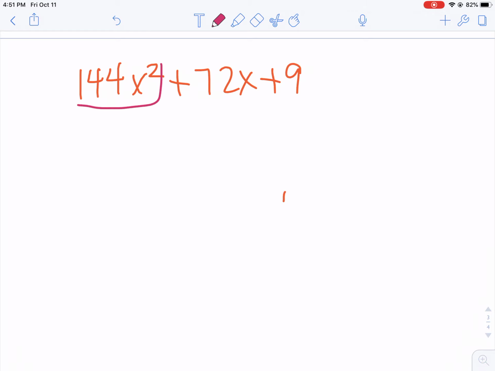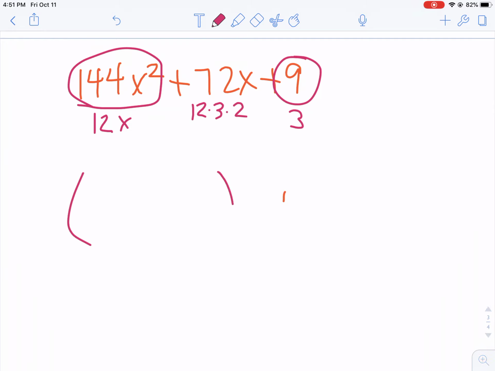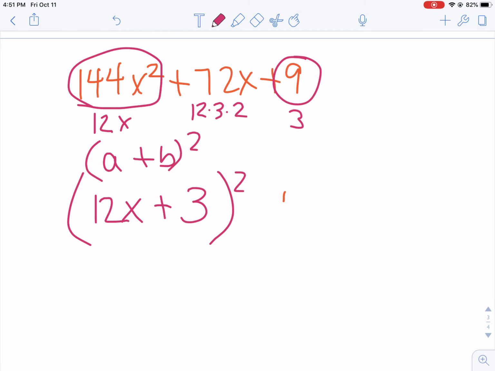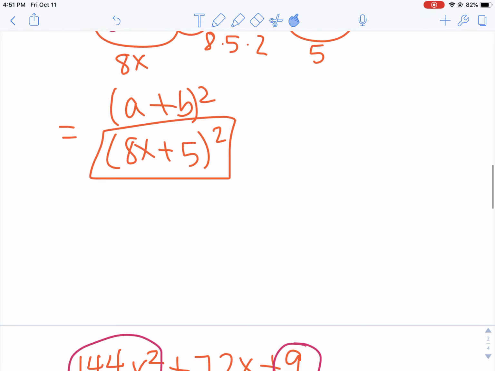So you notice that the first term is a perfect square, 12x. And the last term is a perfect square, 3. And if you check the middle, 12 times 3 times 2, well, sure enough, that's 72. This will factor into a plus b squared. So my a term is 12x, my b term is 3. Put a plus sign in the middle, and I square it. And that is the perfect square trinomial rule.